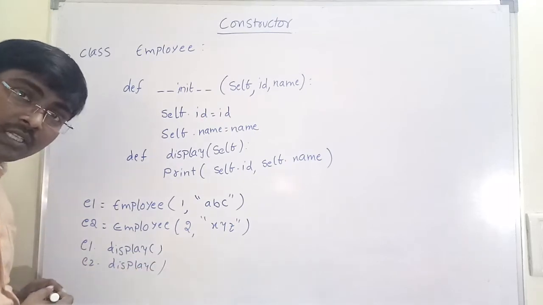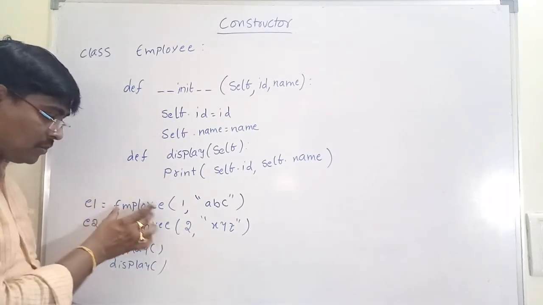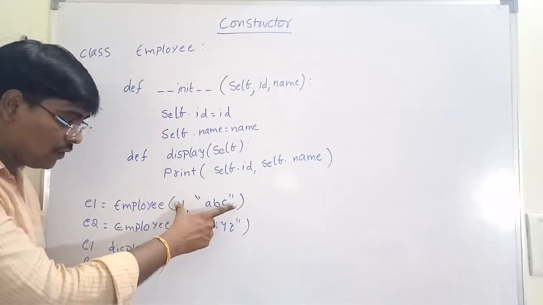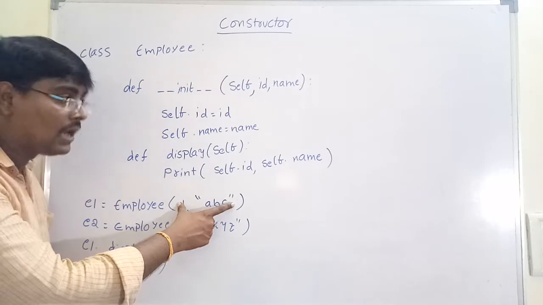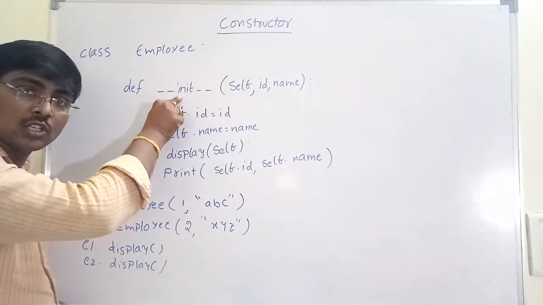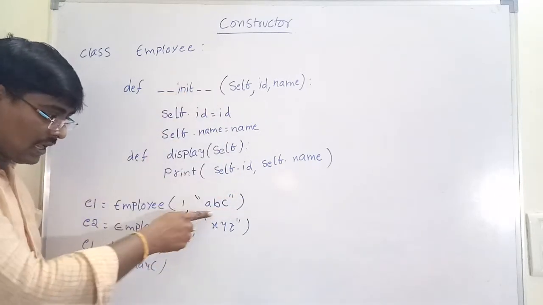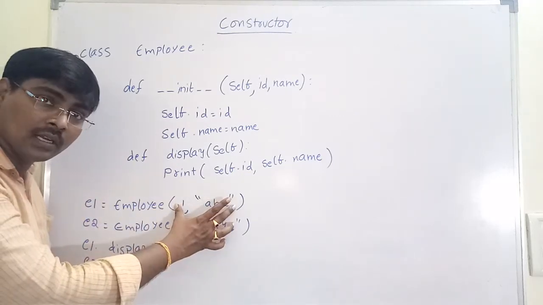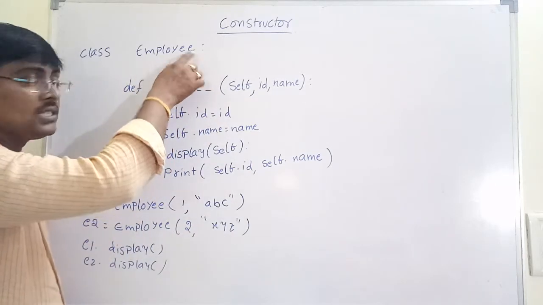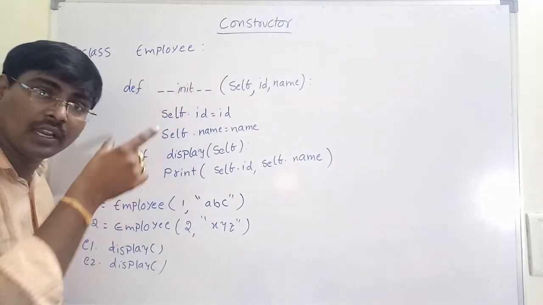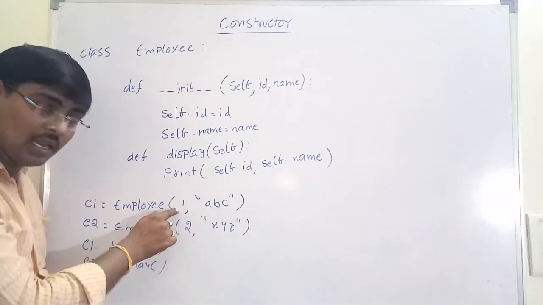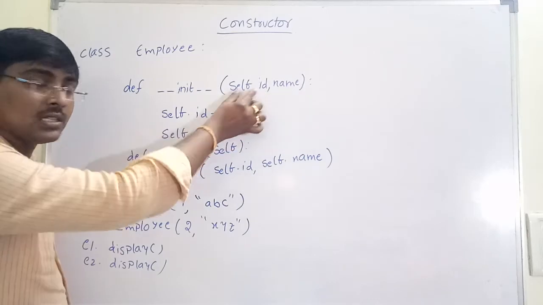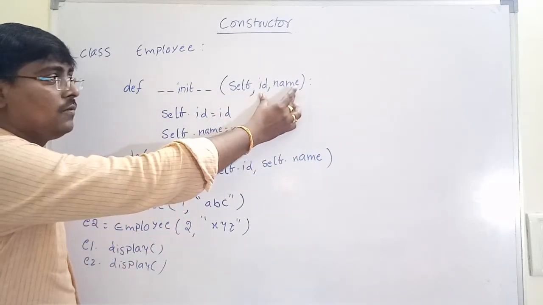See this. What happens whenever we are creating an object with these parameters? If you are passing arguments at the time of object creation, compulsorily you have to define a constructor in the class with that many arguments. So we have two arguments. Compulsorily you have to place two arguments. Simply ignore self; other than self we have two arguments.